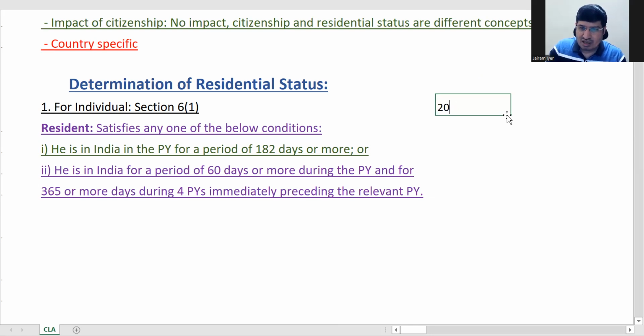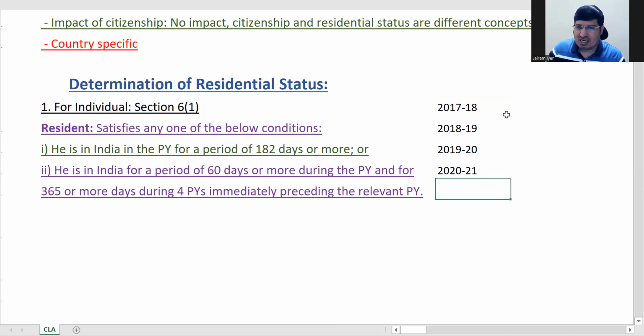2017, 18, 2018, 19, 2019, 20, 2020, 21. Okay, and your current previous year is what now? 2021, 22. What is your 4 years immediately preceding the previous year? These 4 years. Just remember, it starts from 2017.